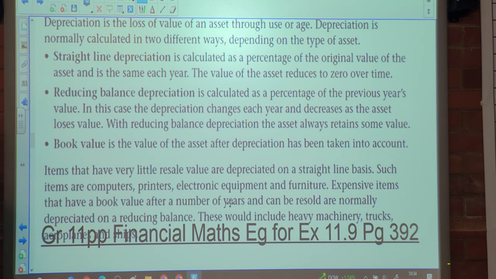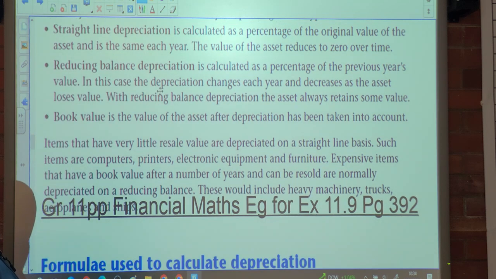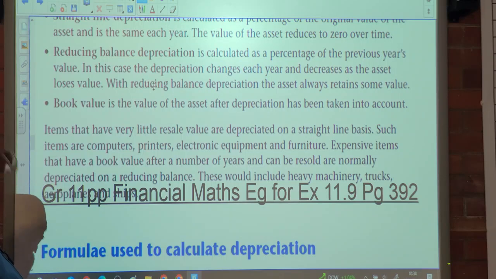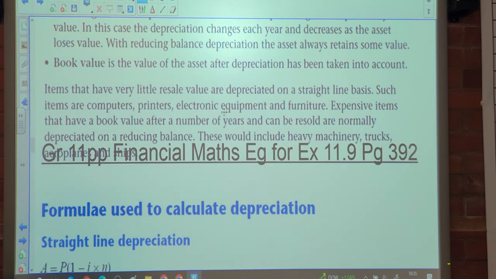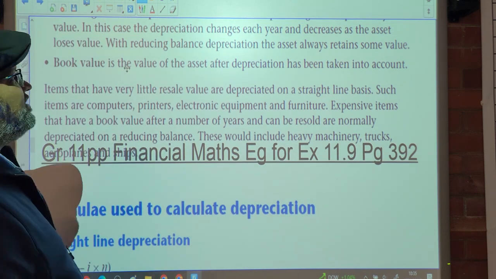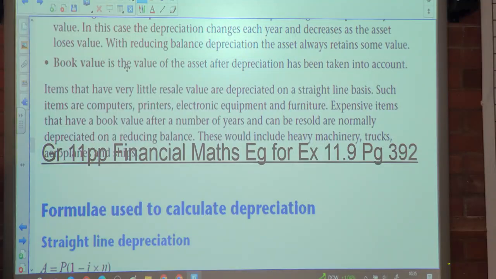Whereas a car, after 5 years or 10 years, even 20 years, will still be worth something. Okay? So, straight line depreciation is calculated as a percentage of the original value of the asset and is the same each year. The value of the asset reduces to zero over time. Reducing balance depreciation is calculated as a percentage of the previous year's value. In this case, the depreciation changes each year and decreases as the asset loses value. With reducing balance depreciation, the asset will always retain some value. That's what I'm trying to tell you all the time. Book value is the value of the asset after depreciation has been taken into account. That's also what I mentioned already.